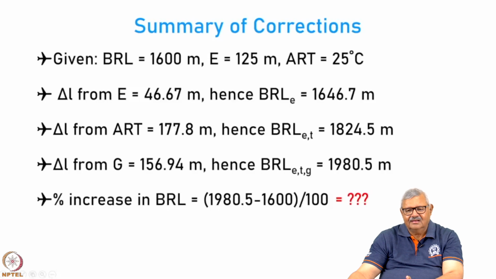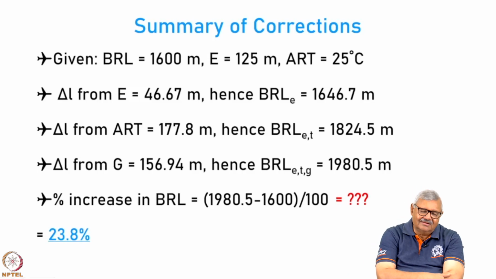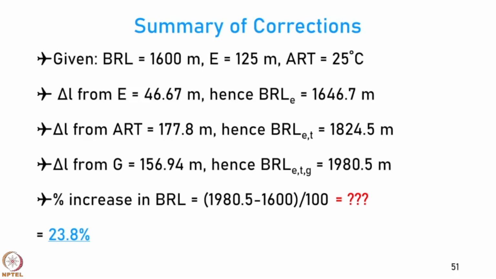So, finally, the percentage increase in the BRL is from 1600 to 1980 divided by 1600 into 100. This is the percent. Please calculate this number. This number is 23.8%. So, in other words, the runway length has to be increased by almost 23.8, 24%, 25% almost because of these 3 corrections. Okay.